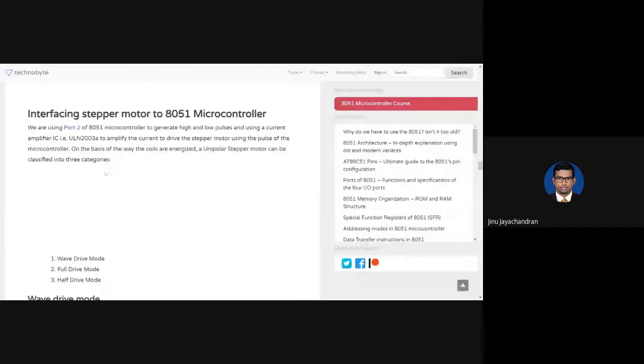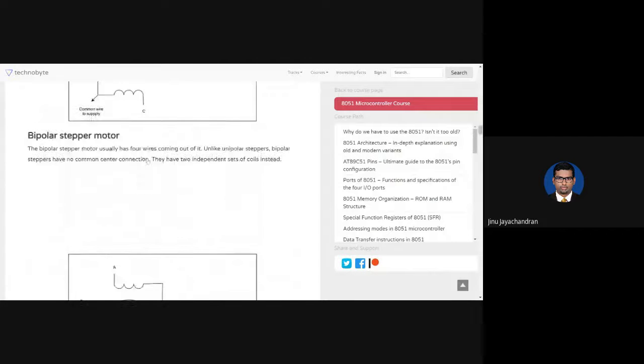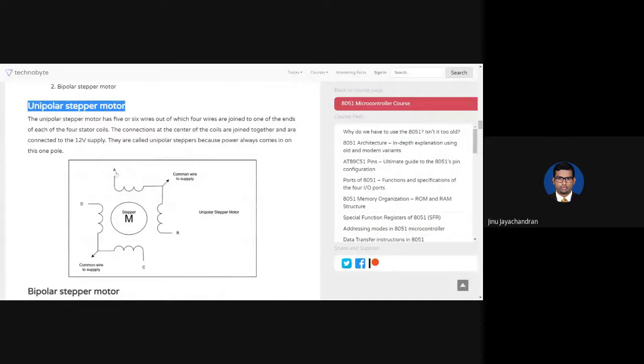Now, how will you interface the stepper motor to the 8051 controller? Is it possible that if you connect all these terminals to 6 port pins, let's say I connect terminal A to pin number 1 of port 2, terminal B to pin number 2 of port 2, and terminal C to pin number 3 of port 2, etc., etc. If you directly connect to the microcontroller, is it possible to make the stepper motor rotate? That is a better question. The answer is yes and no. Yes, because it is possible. No, because it will damage your 8051.